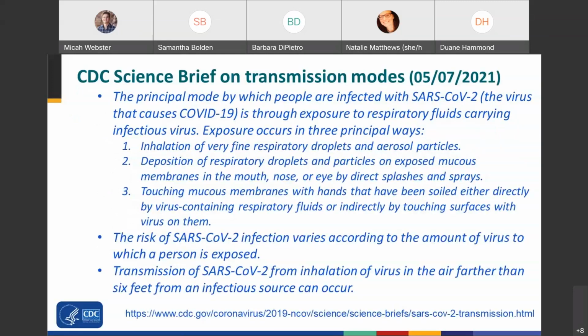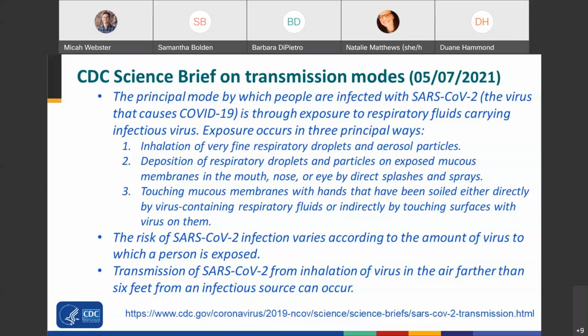Back in May of 2021, CDC published a science brief on transmission modes, and there's a link to it at the bottom of the slide. It just goes into a little bit more detail, talking about the principal mode by which people are infected with SARS-CoV-2, which is the virus that causes COVID-19. That's through exposure to respiratory fluids carrying infectious virus. Exposure occurs in three principal ways. Inhalation of very fine respiratory droplets and aerosol particles, deposition of respiratory droplets and particles on exposed mucous membranes in the mouth, nose, and eyes by direct splashes and sprays, and then touching mucous membranes with hands that have been soiled after touching a surface with the virus on it.